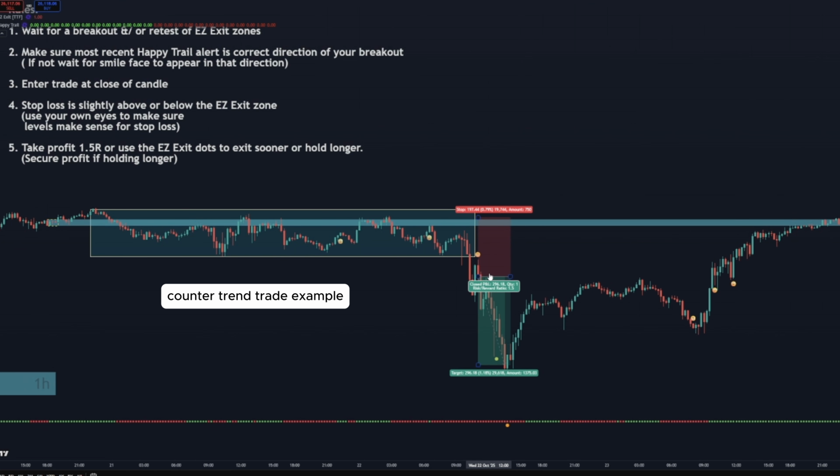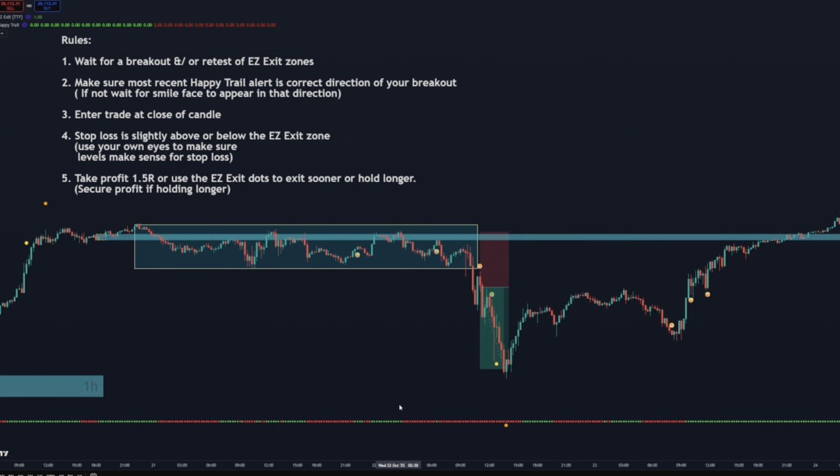When I'm taking this type of trade where I know I'm against the overall trend, I don't look to hold these trades long term. I am just looking to get my 1.5, get in and get out. Rules for entering are the same whether I'm going against the overall trend or going with the overall trend. Rule number 1 for me is to wait for a breakout and or a retest of the easy exit zone.